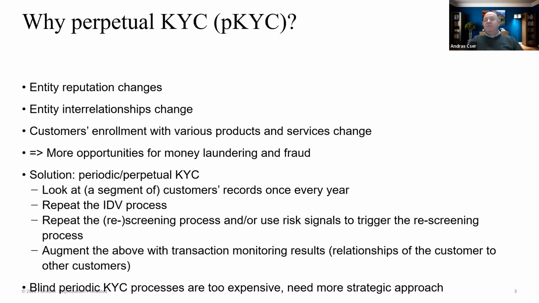Repeating the identity verification process, so basically asking customers to re-verify their identities, maybe using different sources. Repeating the rescreening process and using risk signals to trigger some rescreening processes, again checking that this customer is still not on a PEP list or adverse media list, and augmenting all these with transactional monitoring results, right? These are relationships of the customer to other customers as well. And as we stated, these blind periodic KYC processes, I can only confirm this, are way too expensive, and you need a much more strategic approach here.